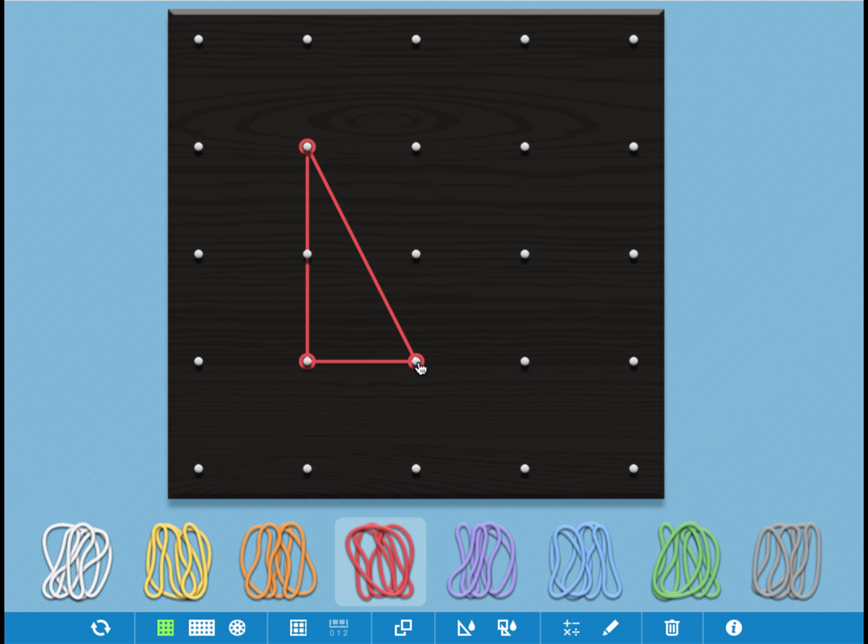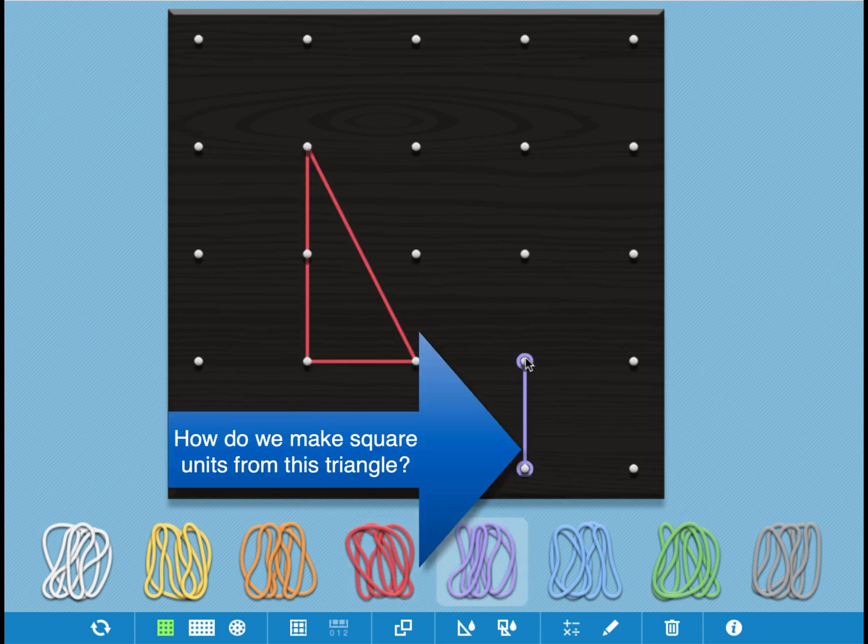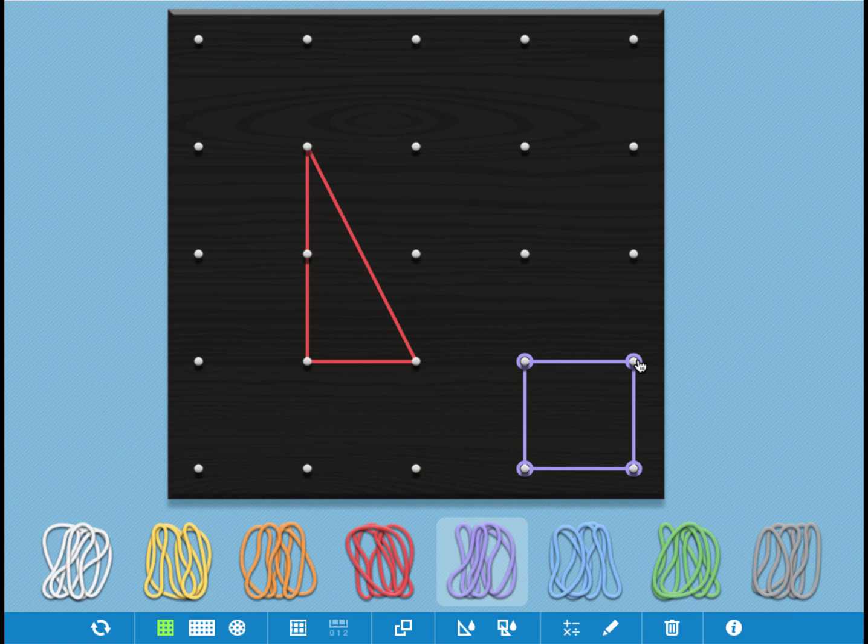Okay, so if I wanted to figure out what the area is, I know that normally I would say, okay, well, the purple would be 1 square unit. Well, I can't actually say that I have 1 square unit here in this triangle. So I have to figure out another way to find the area of that triangle.